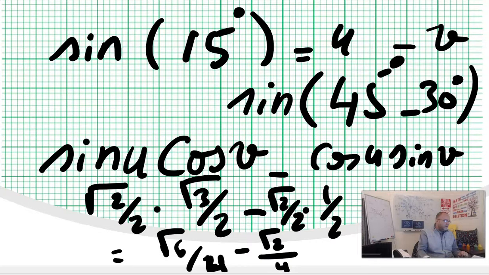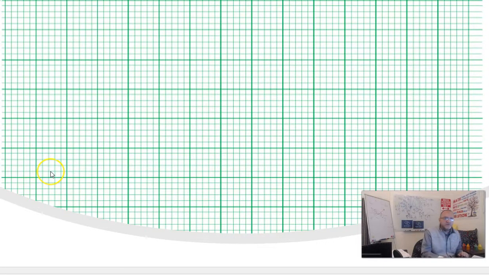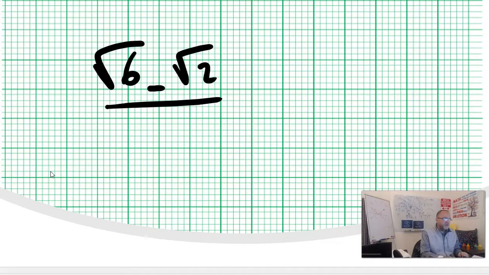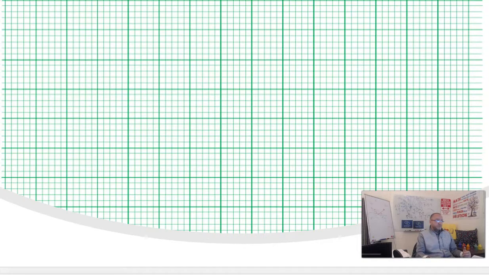Okay, and in one of your ABC answers, you should see something like that. You should see square root of 6 minus square root of 2 divided by 4 if you're not using a calculator. So that's how you approach something like that. Again, the only thing I had to conceptualize are my two special triangles.